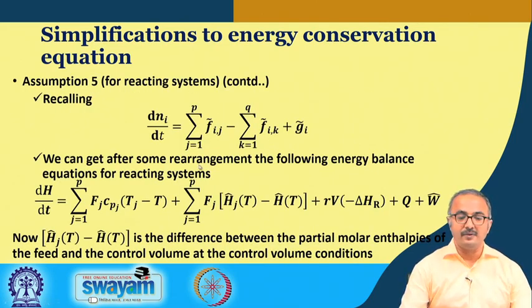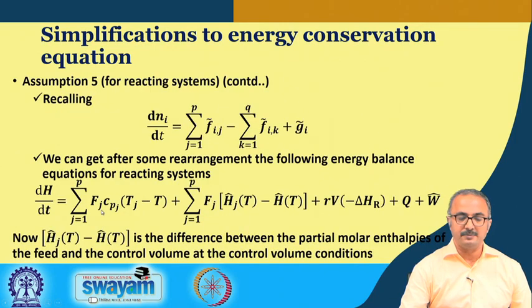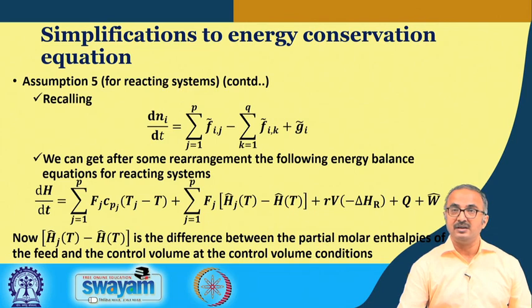Now, we know that we wrote it in our previous lecture, the mass conservation in terms of the number of moles of the species, and here we have the same equation rewritten. So, if we have this equation, we can again get, after some rearrangement, the following equation. If you combine this equation with this equation, you will find that dH by dt will be this particular term, that is the Cp delta T associated with all the incoming streams.